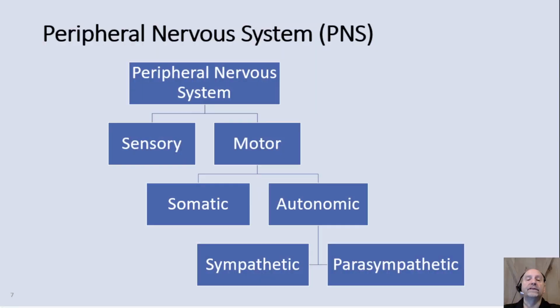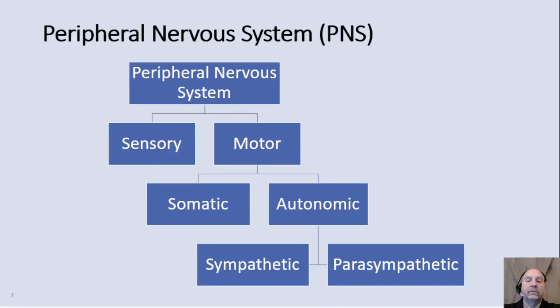The peripheral nervous system includes the cranial nerves and the spinal nerves. The peripheral nervous system has a sensory or afferent division which collects information from the body and transmits it through ascending nerve tracts to the central nervous system for processing. The peripheral nervous system also has a motor or efferent division which returns information from the brain to the body so it can act upon the information.